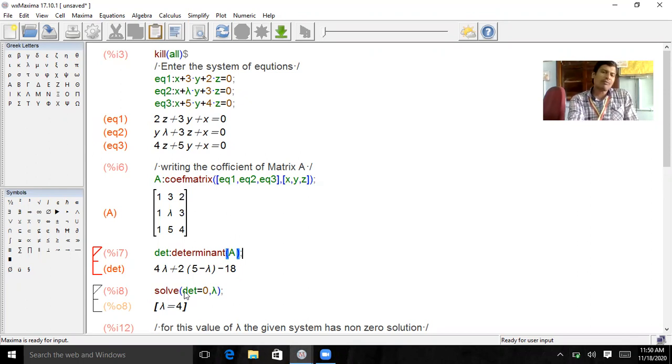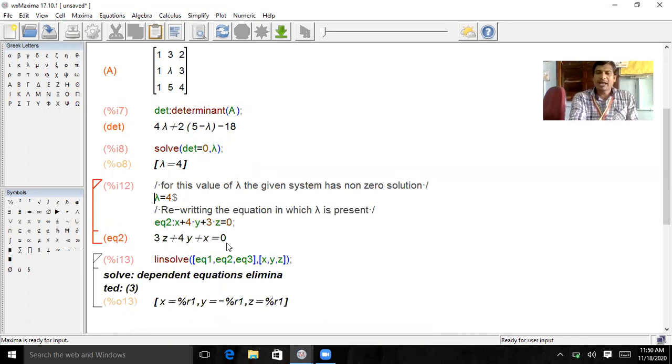Then go to solve. Solution means solve of determinant of A equal to 0 comma lambda, that is, you find the lambda value. Then press shift enter here. Shift enter means lambda is equal to 4. This is the lambda value. Next, we take lambda in the second equation. That's why equation 2: x plus, the value of lambda is 4, so x plus 4y plus 3z is equal to 0. We write here equation 2 colon x plus 4 star y plus 3 star z equal to 0. After that you press shift enter.